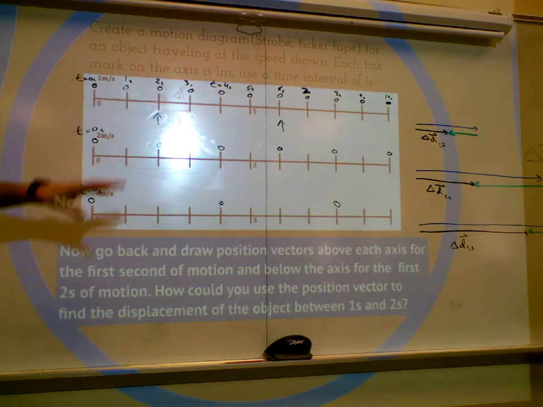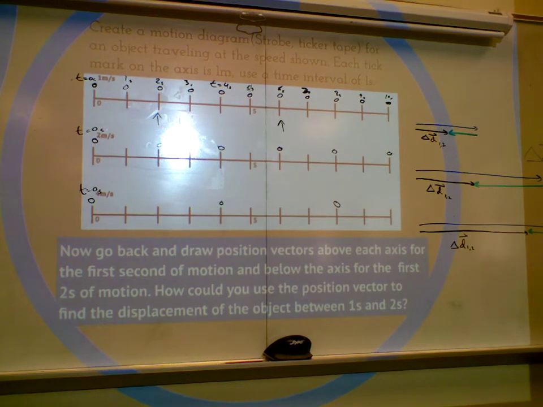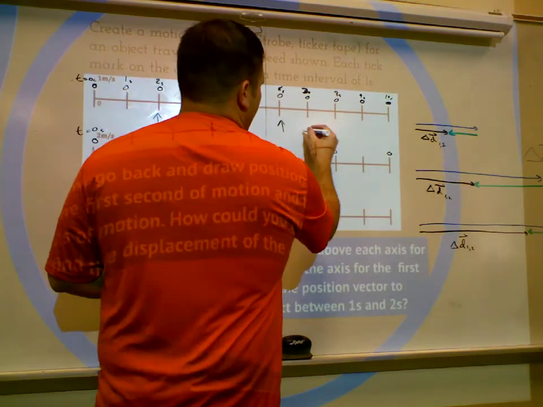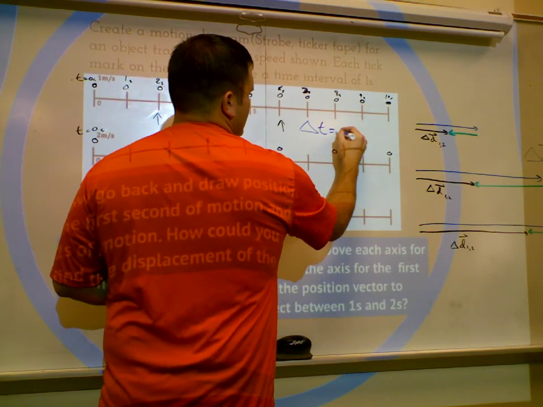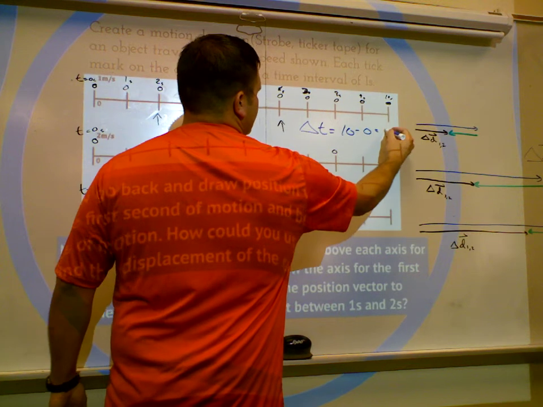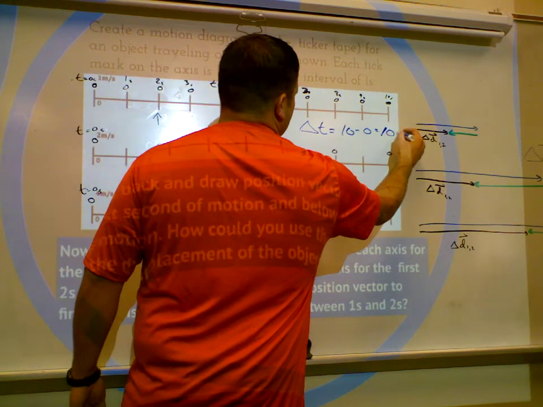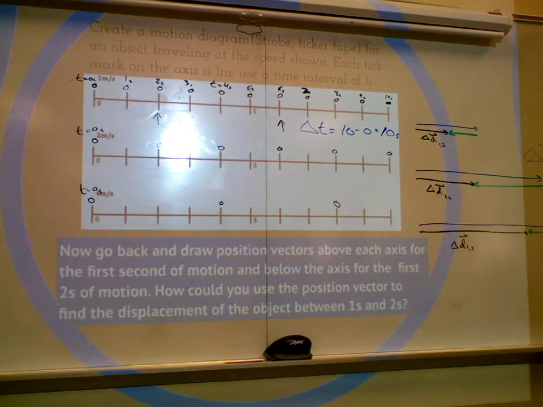Okay, first one. What's the time of the first dot? 0. What's the time of the last dot? 10. So to find my time interval, we do 10 minus 0, which is 10 seconds. Good. Next one. What's my first dot? 0. What's my last dot? 5.